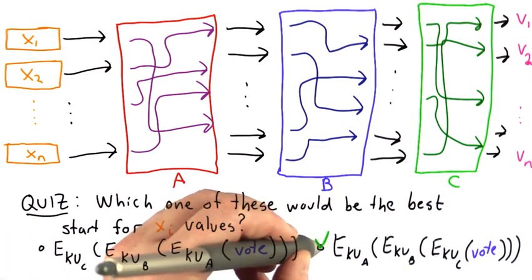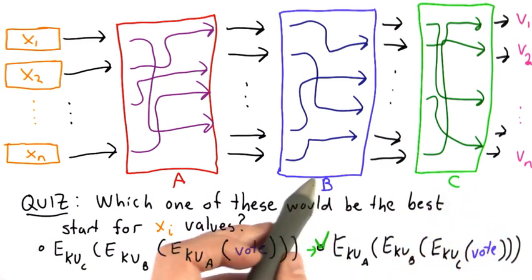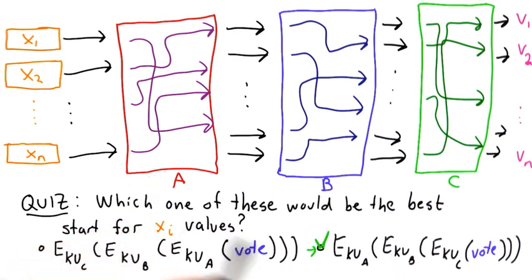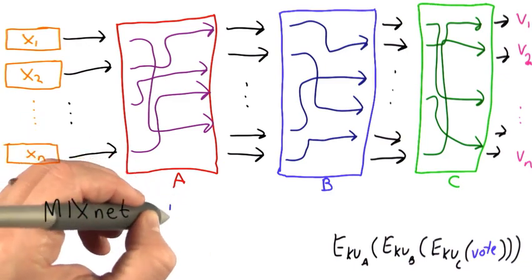The answer is the second one. We need to be able to unravel the layers of encryption as we pass the vote through the network. So that means we need the last step to be encrypted with the public key of C, so C can decrypt it and get the actual vote. The previous step should be encrypted with the public key of B, and the first step should be encrypted with the public key of A. This idea is called a mixnet. It was invented by David Chaum.